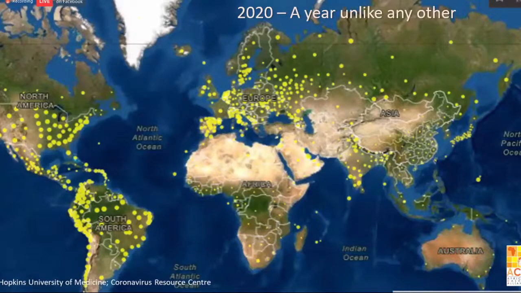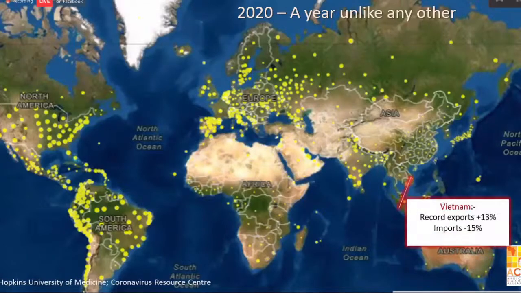Here's a map from Johns Hopkins University in the United States. The yellow dots show the incidence of coronavirus reported as at the middle of October. And you can see Europe and the United States, India and Latin America most heavily affected. Let's have a look at some of the cashew regions and how they stand right now. If we look at Vietnam, Vietnam has fared rather well. It's managed to control the virus. The cashew sector has continued to function. Exports are at record levels, and imports of RCN are down compared to last year.